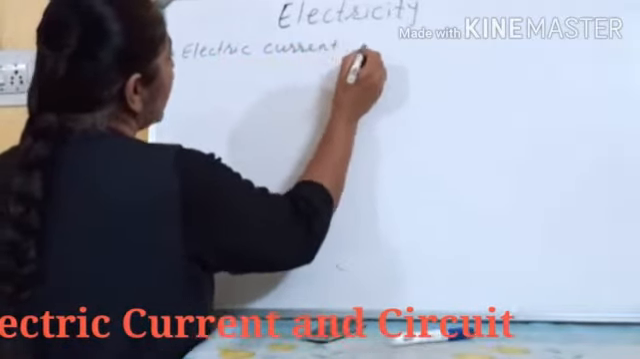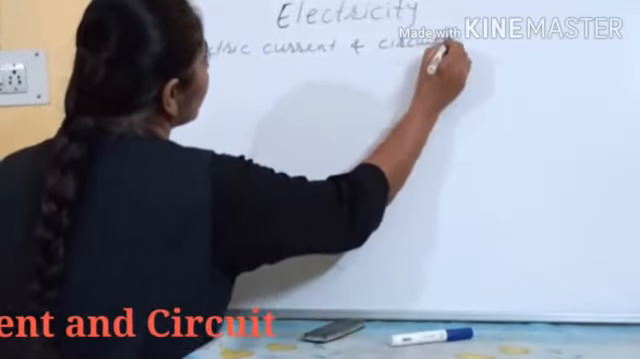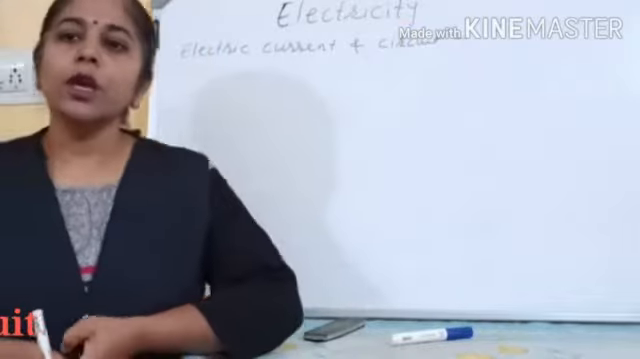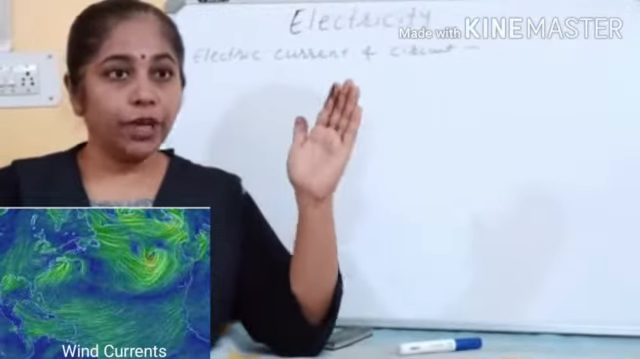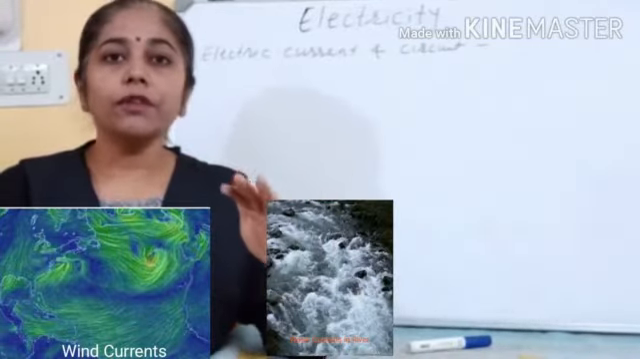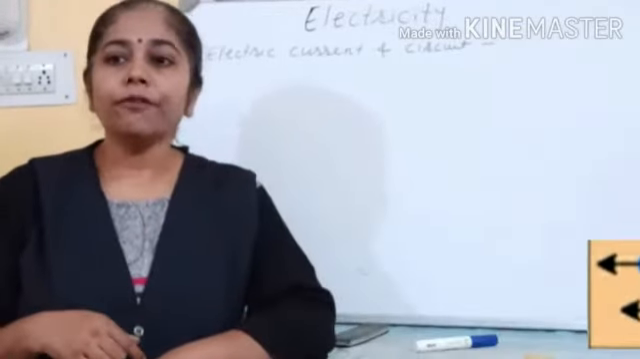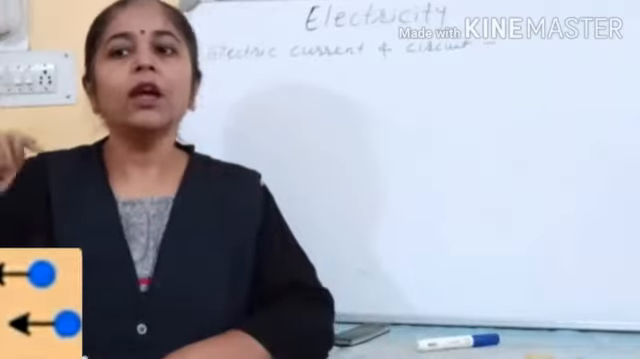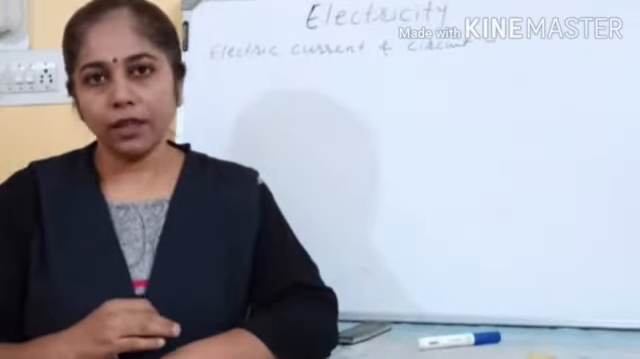Electric current and circuit. So dear students, we are familiar with air currents, and water currents in a river as well as in the sea. Similarly, if the electric charge flows through a conductor, we say that there is an electric current in the conductor.